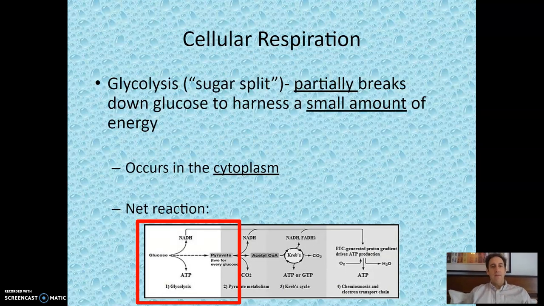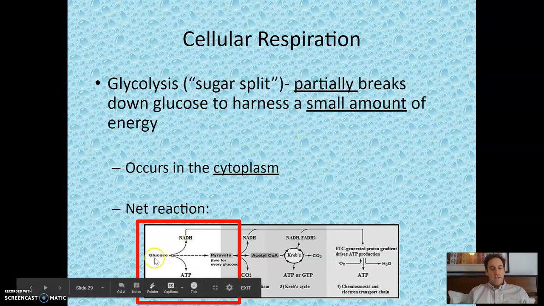So let's begin with that first process, glycolysis. Glycolysis literally means sugar split. Glyco, sugar, lysis, split. What glycolysis does is partially break down glucose to harness a small amount of energy. It occurs in the cytoplasm of both eukaryotic and prokaryotic cells, and the net reaction is right here. Glucose is converted to 2 molecules of something called pyruvate. And in the process, we get some ATP out of the deal.